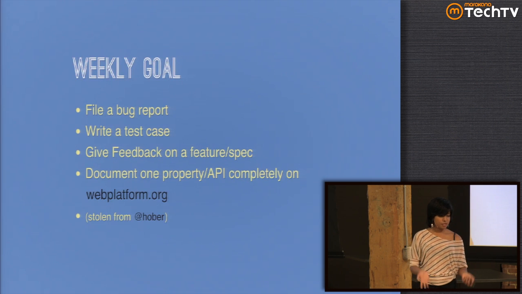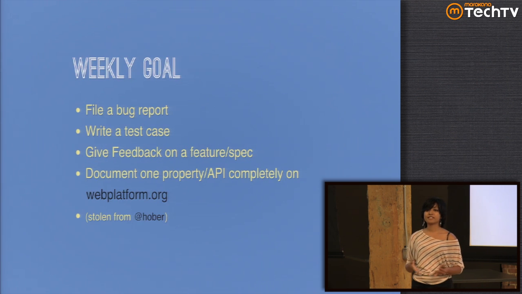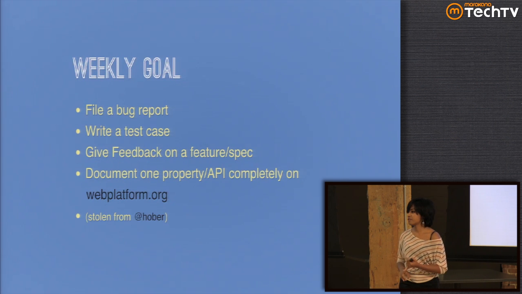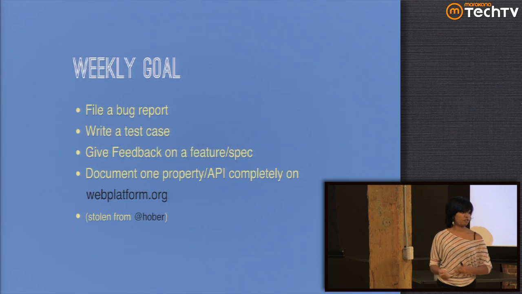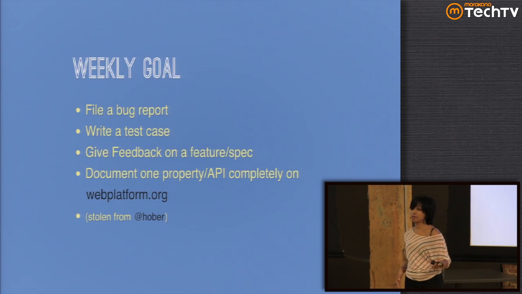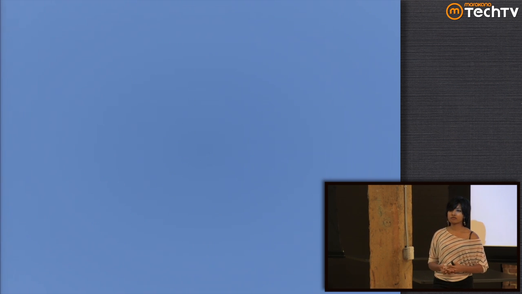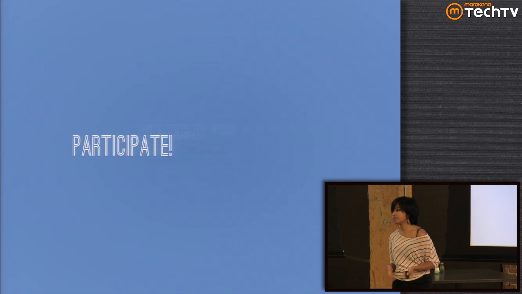And then maybe you want to schedule weekly goals. Edward O'Connor, who now represents Apple at W3C, had these as a weekly goal, except for the last one. For him, the goal was to always file a bug, or write a test case for any specification, or give feedback on a feature or spec. And I added the last one, document a property or an API on webplatform.org, because it's simple to do, at least for the basic ones, and you can start doing it at any time. You just need to sign up on webplatform.org.